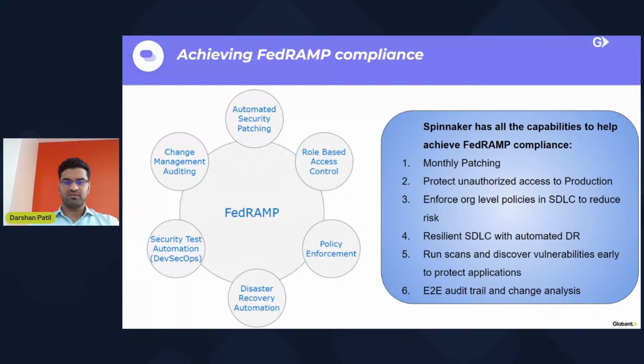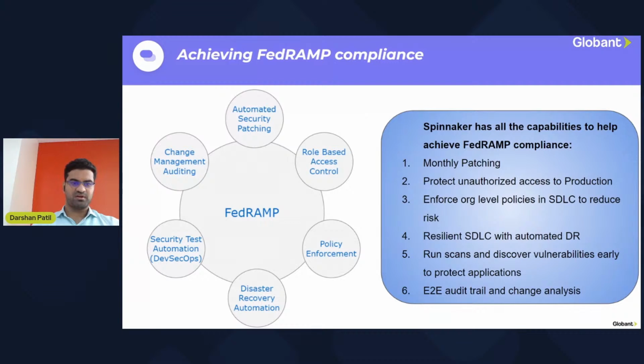An end-to-end audit trail and change analysis can be done using Spinnaker. On the Spinnaker GUI, you get to see all the details along with the logs. A single pipeline will showcase your infrastructure deployment, your application deployment, and your baking. So it becomes easy to gather all those audit proofs or change analysis details from Spinnaker.